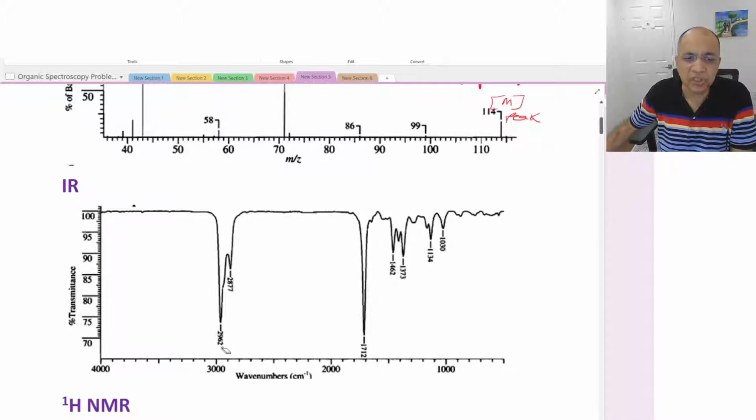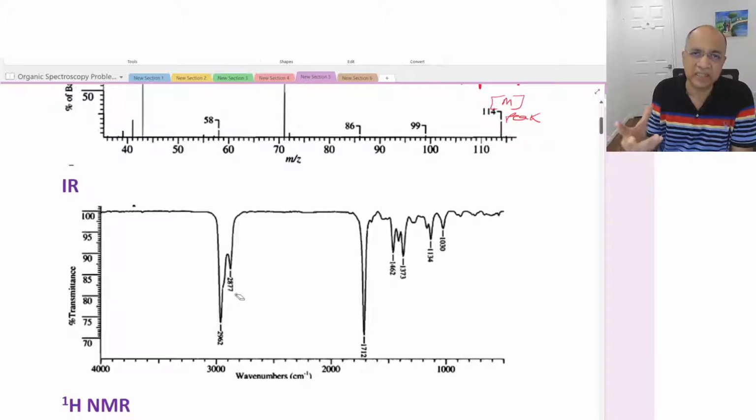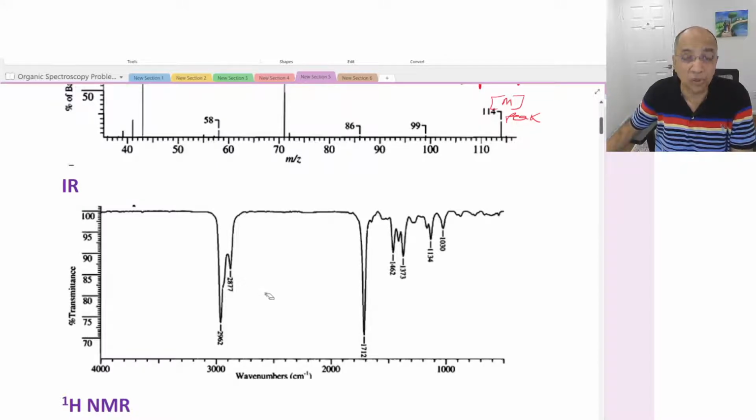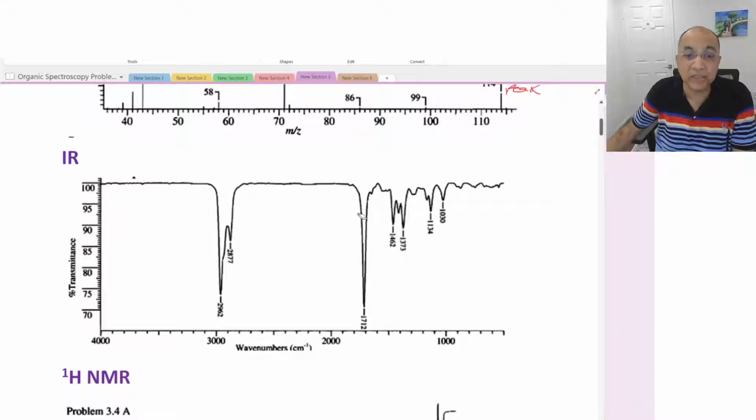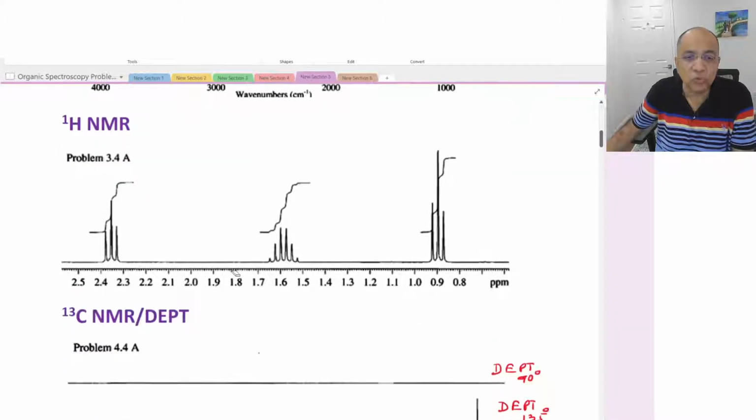So this 2962, 2877 talks about aliphatic CH3, sp3 CH stretching. There is no aromatic CH or alkene sp2 CH that would have crossed 3000 centimeter inverse. So these two are routine indicators of aliphatic CH without any carbon-carbon double bond CH or aromatic CH.